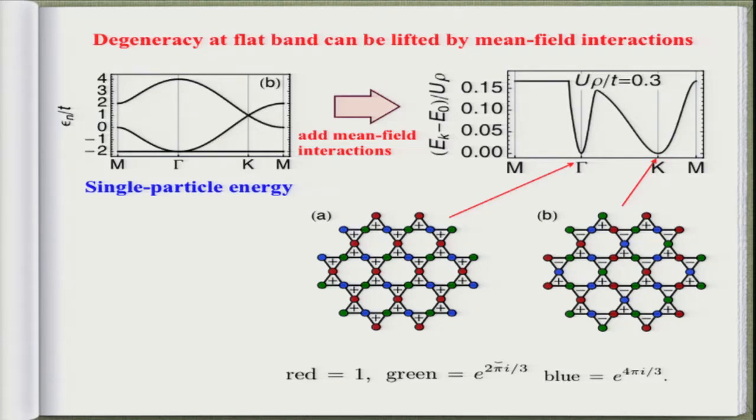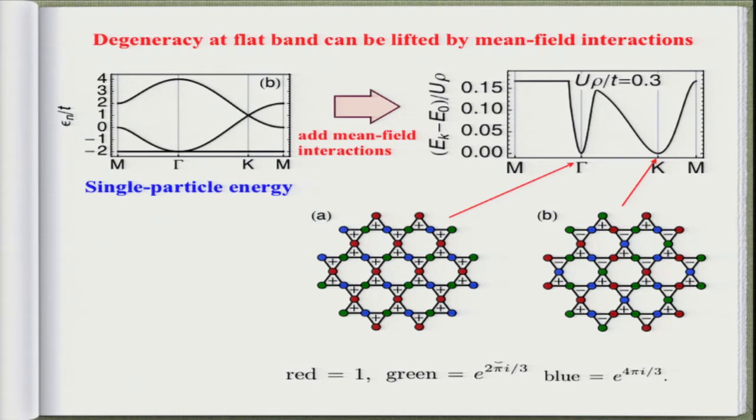However, there are still two degenerate states, which are the condensation at the gamma point and the condensation at the K point. Now, these two states correspond to these two kinds of configuration. These two configurations have two features. First, the density is all uniform. This minimizes the interaction energy.